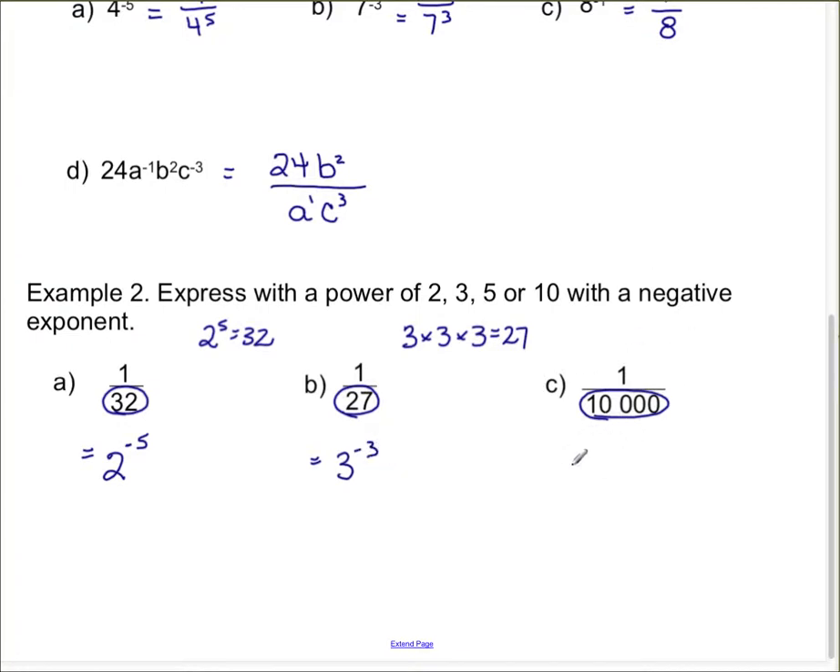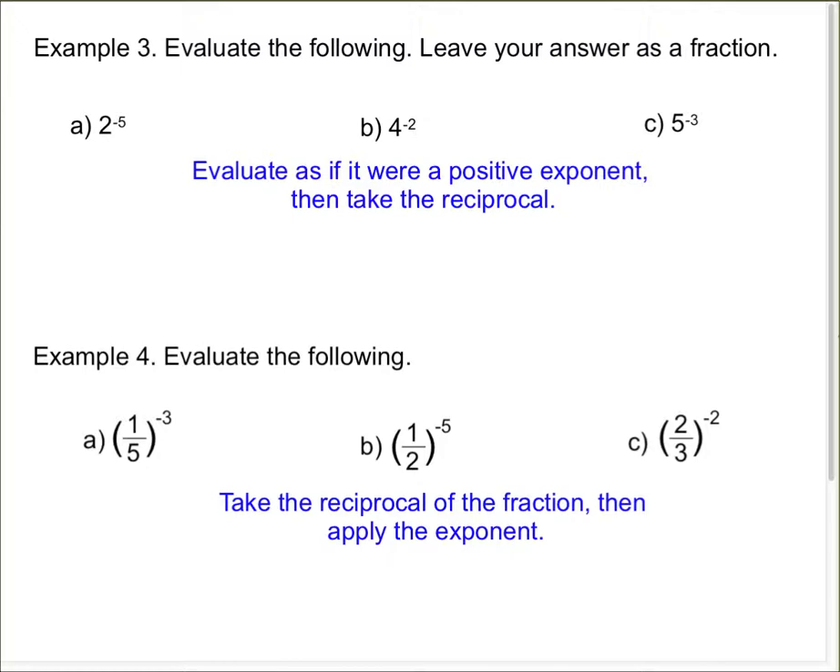Now here's our one that's a 10. And 10 is really easy. To figure out the exponent to get 10,000, all I have to do is count zeros. 1, 2, 3, 4. So it's 10 to the exponent 4 gives me 10,000. So to get 1 over 10,000 is 10 to the negative 4. Okay, moving right along, what do we got here?